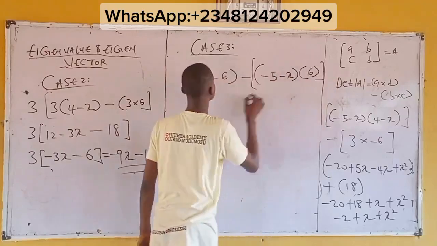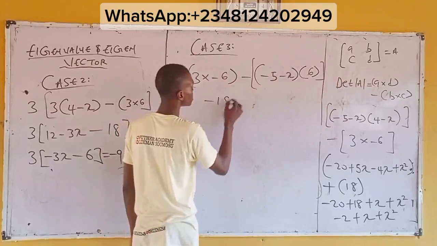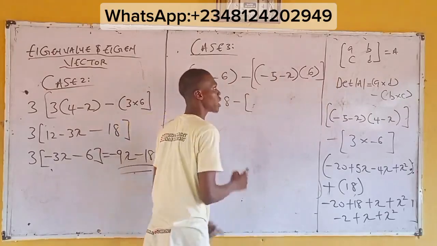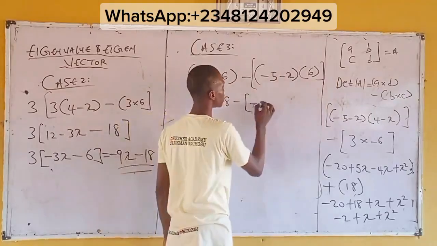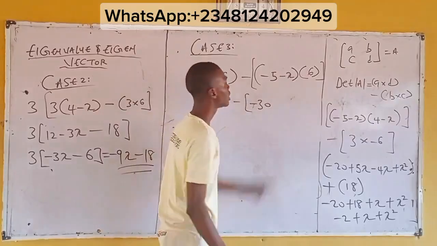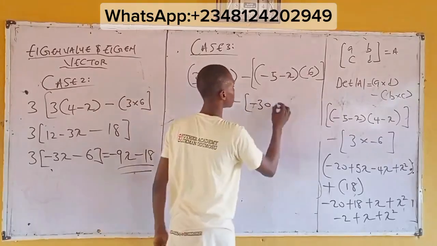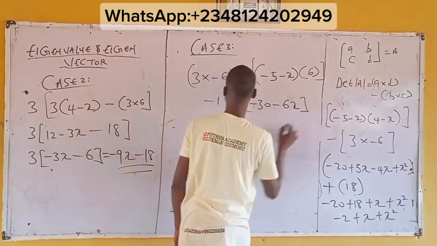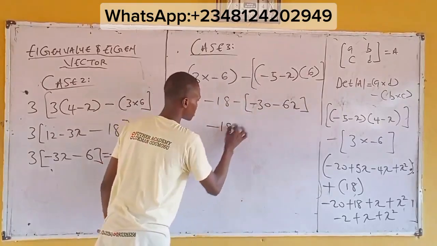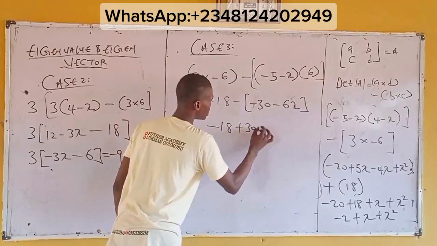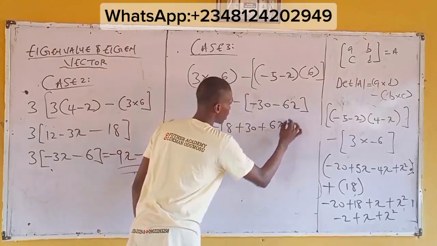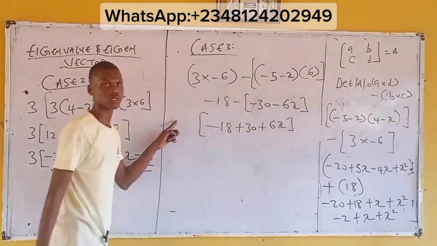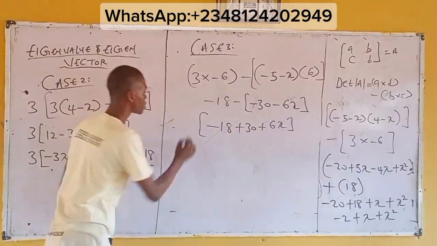Now, let's solve this. This is what? Negative 18. Negative all into bracket. Negative 5 times 6 is what? Negative 30, right? Negative lambda times 6, negative 6 lambda. This becomes negative 18 plus 30 plus 6 lambda. Not forgetting that you have what? What value here? Plus 3.